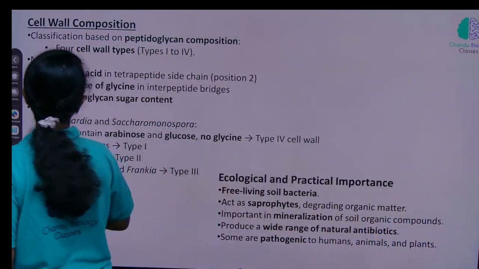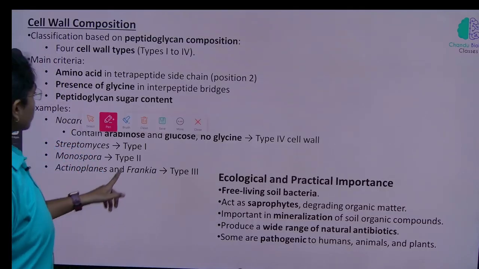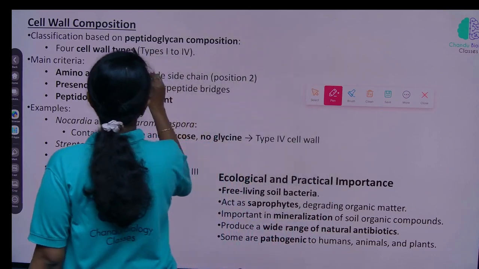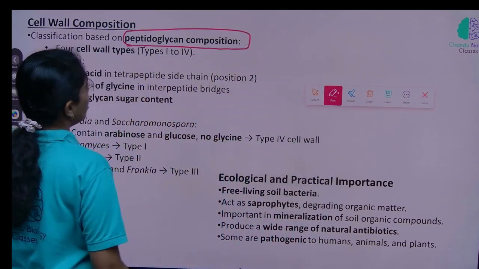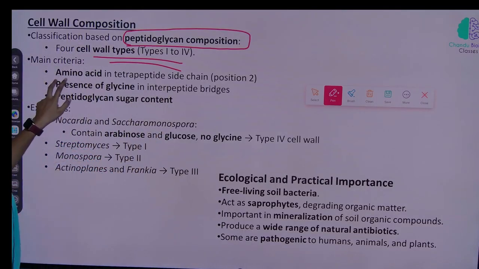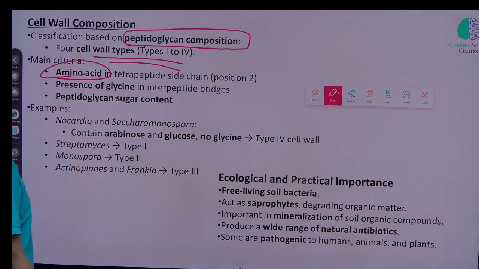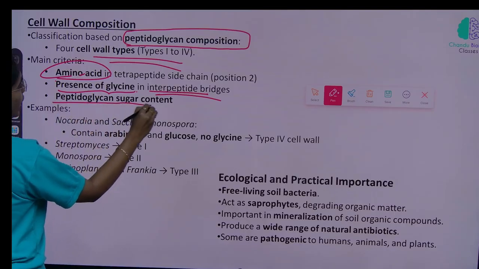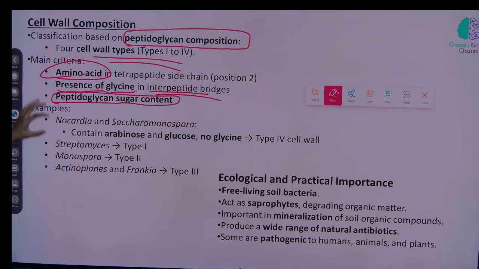Classification of the actinomycete cell wall is based on peptidoglycan composition. We have 4 cell wall types. The main criteria are the amino acid in position 2 of the tetrapeptide side chain, the presence of glycine in interpeptide bridges, and the third point, peptidoglycan sugar content. This is important. These are the main criteria for classifying actinomycetes into the different cell wall types.